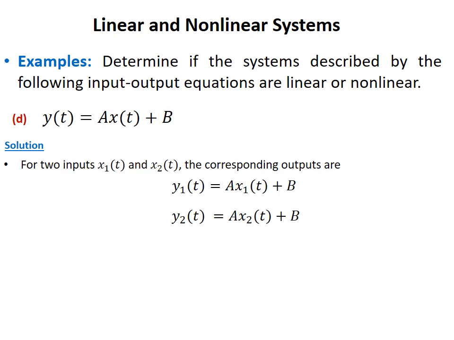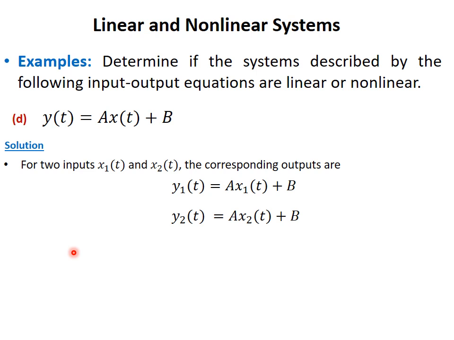Now similarly, another example is given, and I am directly jumping to example number D here, and the other examples are very similar to example A. You can give them a try, and if you find any difficulty you can ask. So in example number D, we are given the relationship between the input and output by this equation, right? And we have to determine whether the system is linear or not. From the equation it looks like a linear system, right? In fact the equation is the straight line equation, y equal to ax plus b.